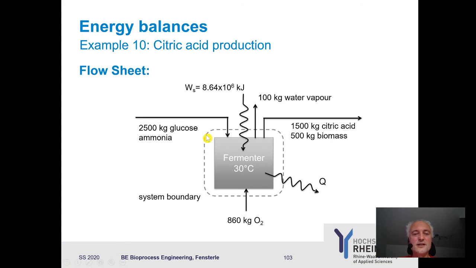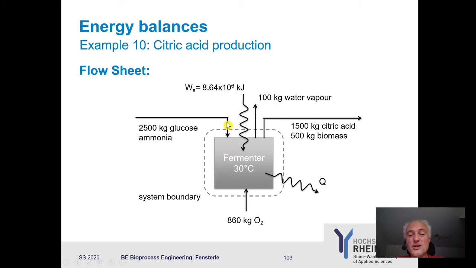One point. So this is the flow sheet. Also, again, please try that yourself. So I have my streams. I have 2,500 kilograms glucose going in. I have ammonia going in, I don't know how much. I have my bioreactor. I have 1,500 kilograms citric acid going out, 500 kilograms biomass going out. I have 860 kilograms oxygen going in, and I have 100 kilograms water vapor going out.